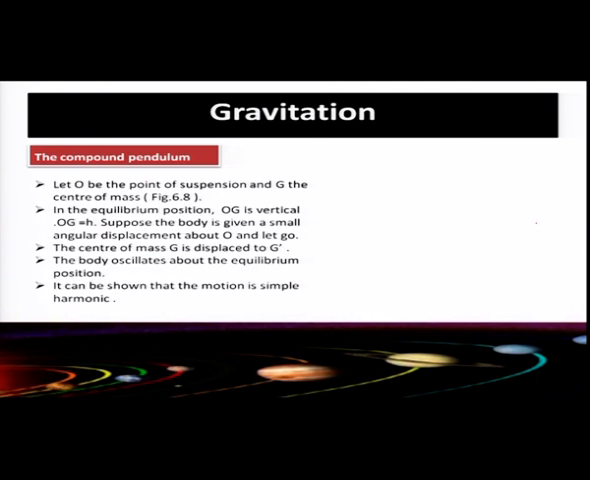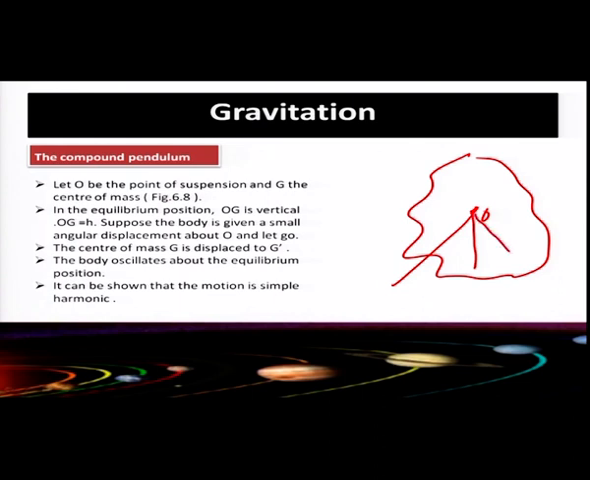Let us consider O to be the point of suspension and G the center of mass. This is the schematic diagram of a compound pendulum, and this is how the compound pendulum looks. The center point is O, and we can draw a straight line over here, and there is an oval line here, and this is a line.